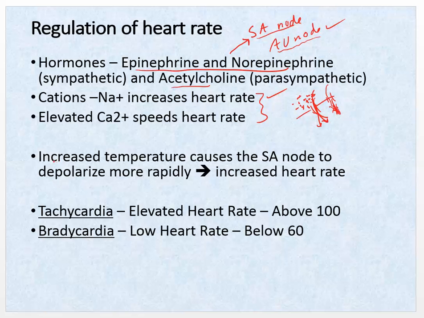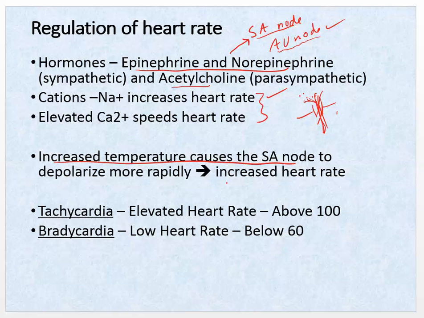Now, everything happens faster at a higher temperature, so increased temperature will cause the SA node to depolarize more quickly, because remember, temperature is just the moving around of these molecules, or these atoms, and so more movement means they're going to have more of an opportunity to move into this area. If these guys are moving around more rapidly, then more of them are going to have a chance to move through.